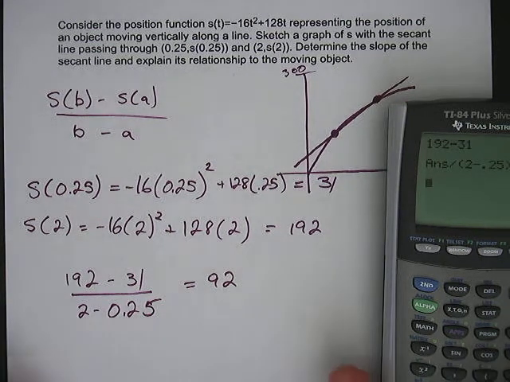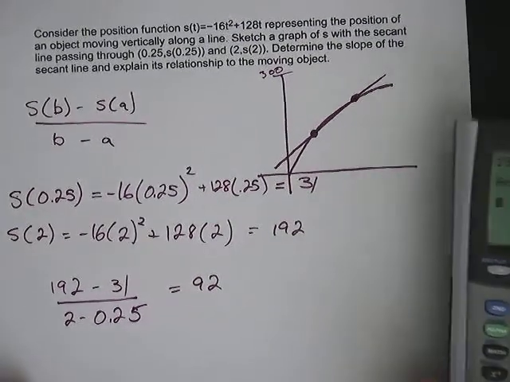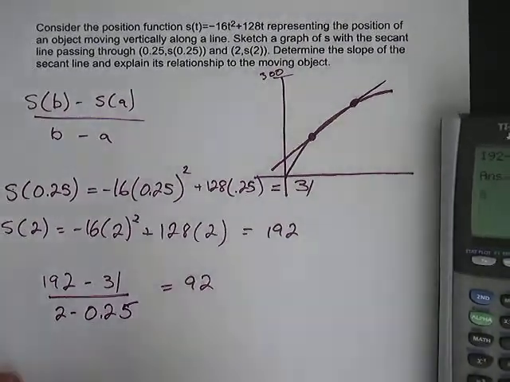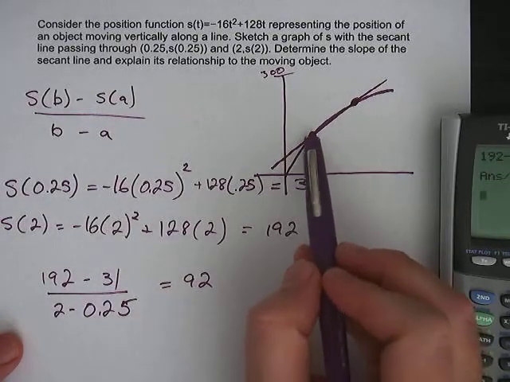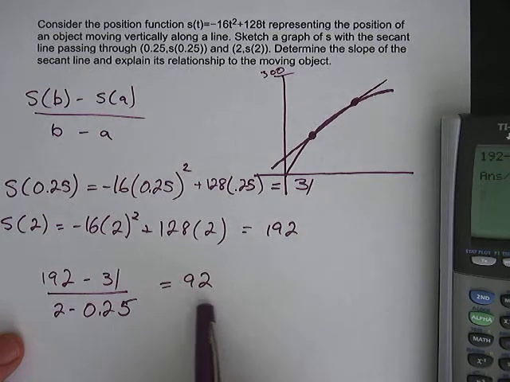And this would be the average velocity between these 2 points. So the average velocity as it's moving along this line between 0.25 and 2 is 92.